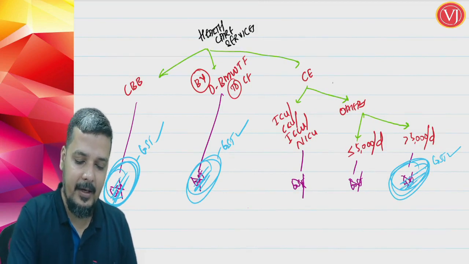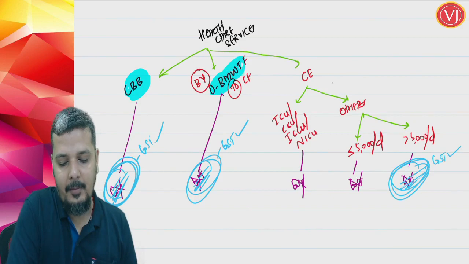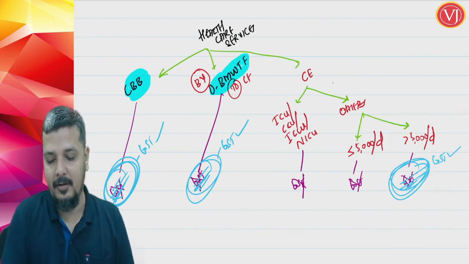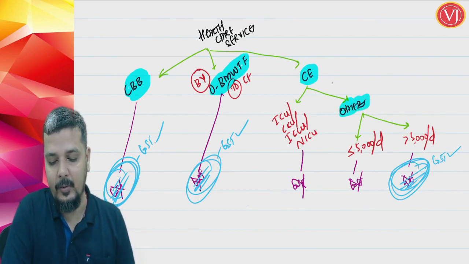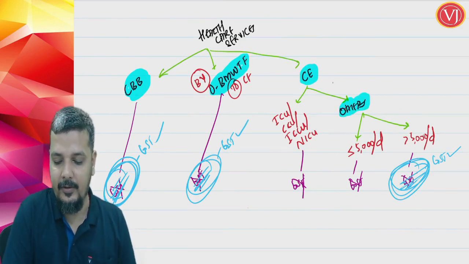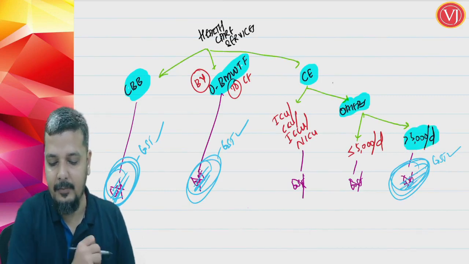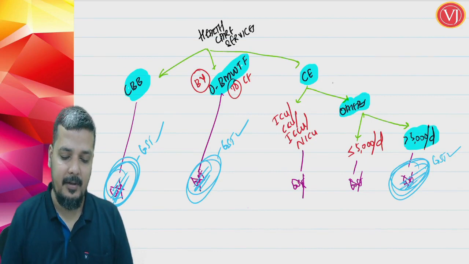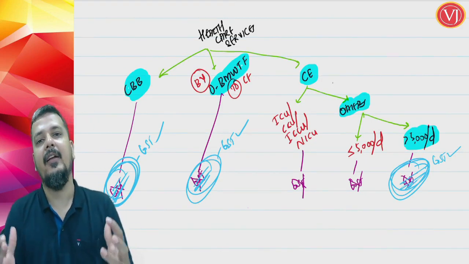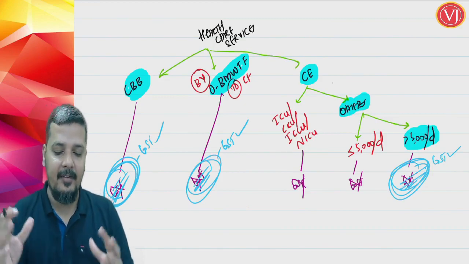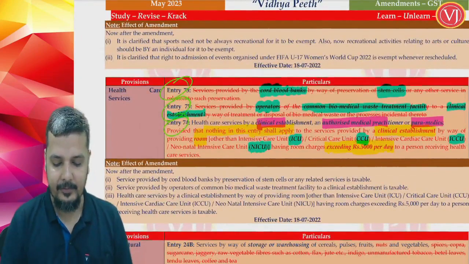So services by cord blood banks have become taxable. Services by operators of biomedical waste treatment facility have become taxable. Services by clinical establishment, other than your ICU, CCU, ICCU or NICU, where the room rent charges are more than 5,000 per day, have become taxable. That is the impact of the amendment in healthcare services. Again, the exemptions are decreased and the taxability portion is increased for your healthcare services.